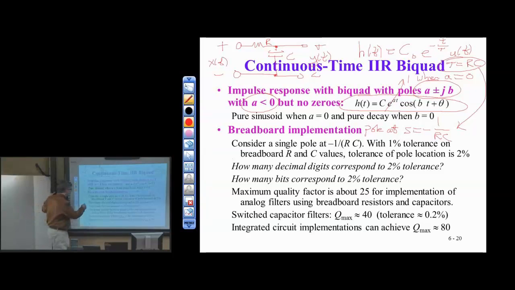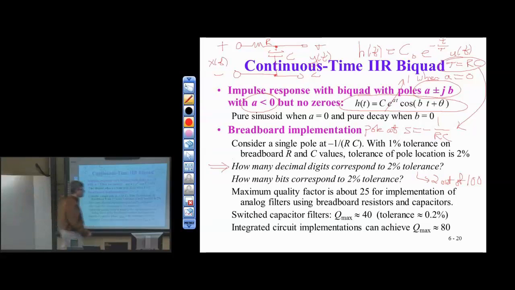So first question, how many decimal digits correspond to 2% tolerance? So 2 mistakes out of 100. How many digits are you good to? Not 1 bit. How many decimal digits? So the error is 2 out of 100. How many digits are accurate? In other words, if I tell you the pole location is at 1.2345678, how many of those are really valid that I can really represent using RC? Where do I truncate? 2 decimal, yeah, so 1.23 is about it. That's all I can guarantee.